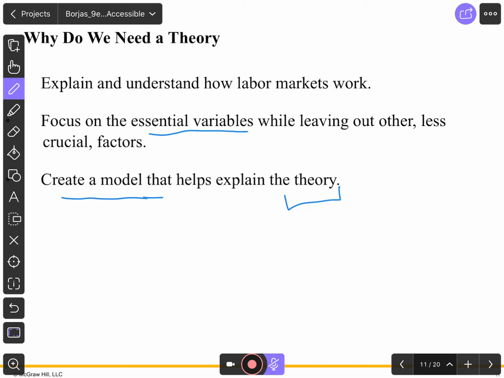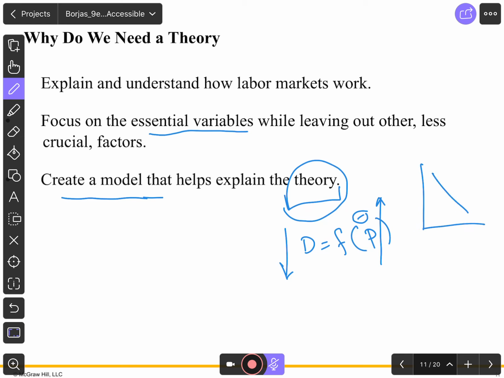For example, when I'm talking about the demand theory, we are saying that demand is a function of the price, and every time the price increases, my demand for a certain product decreases. So it's a negative relationship. So this is what we understand from the theory. This is what makes sense, and this is what the demand curve was showing us, right? That there is a negative relationship between the quantity demanded and the price.